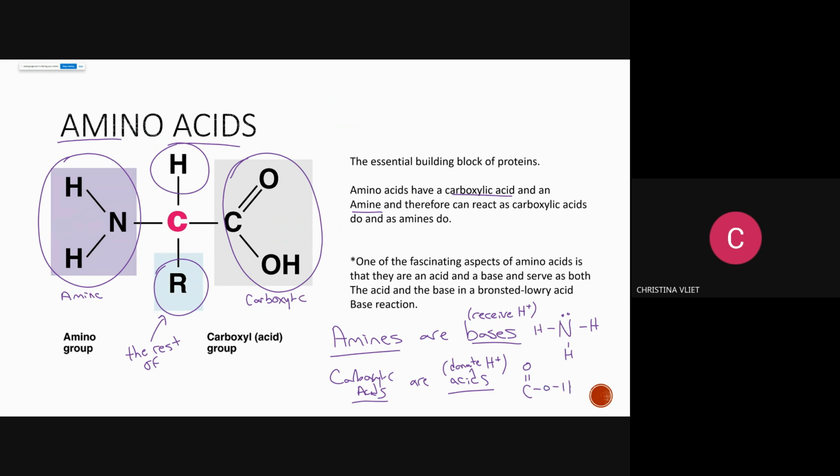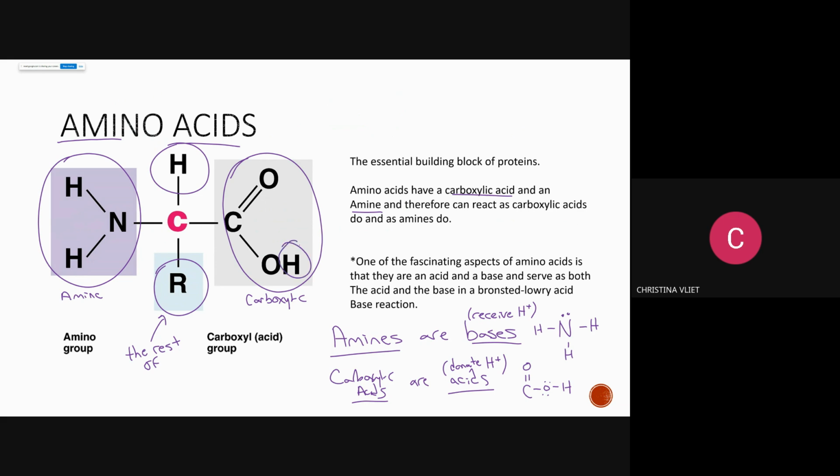So amino acids are fascinating because they have an acid component and a base component, which means technically it could give away an H+ from part of the molecule to another part of the same molecule. It can function as an acid or a base, which also means it's amphoteric. It can donate to itself, and you're going to see that happen shortly.